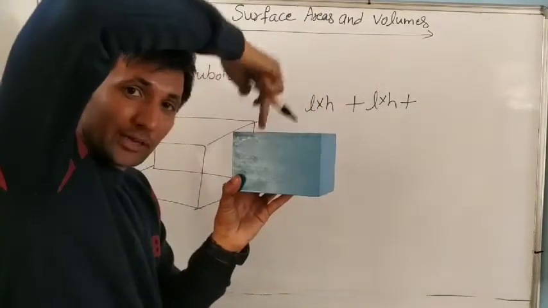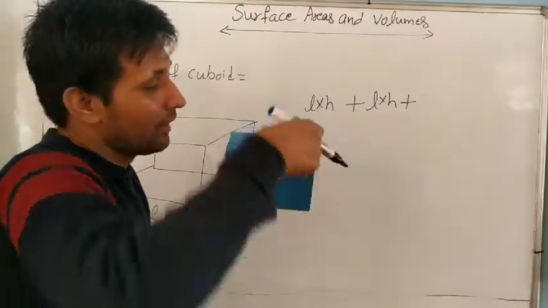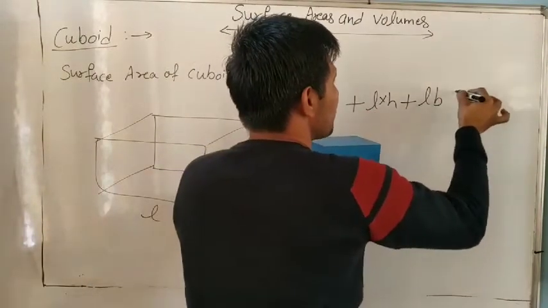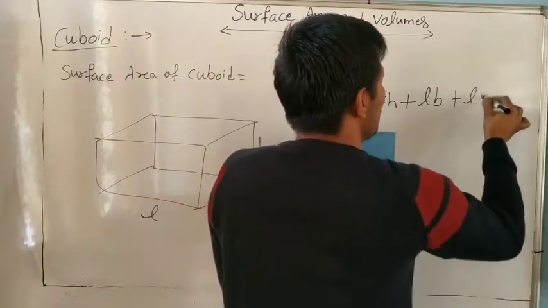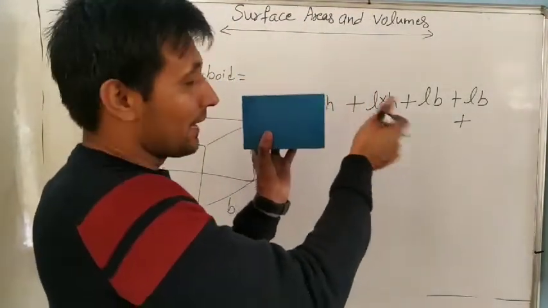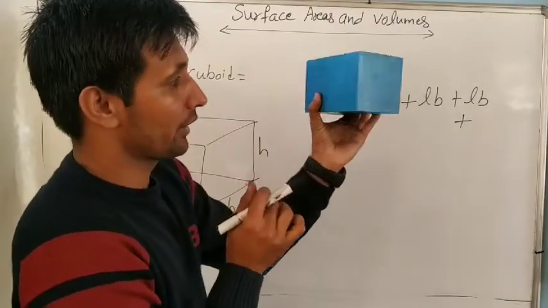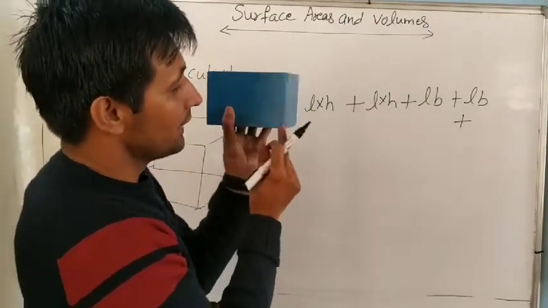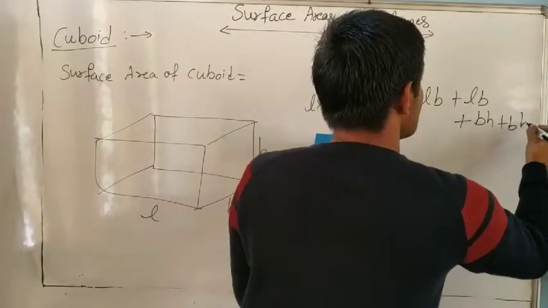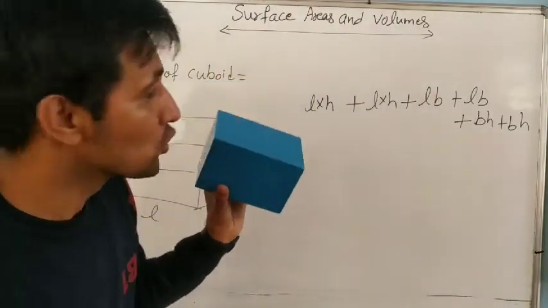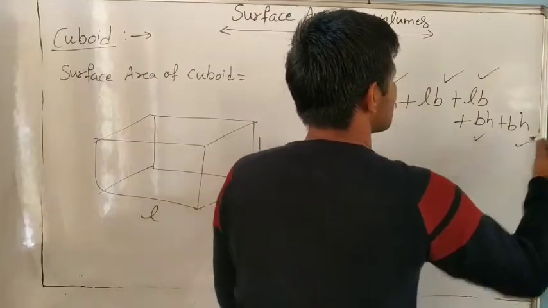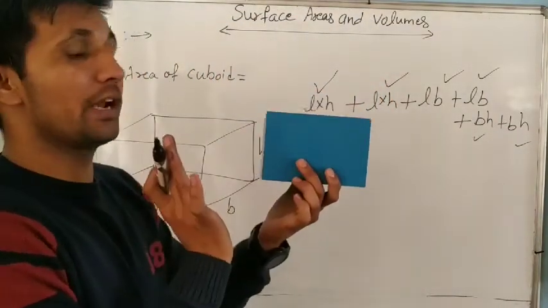Now we will find the area of the top. It has length L and breadth B. So L into B, plus the bottom is also L into B. What remains are the left and right faces, which have breadth B and height H: B into H plus B into H. Are you understanding? We have found the areas of all 6 faces.